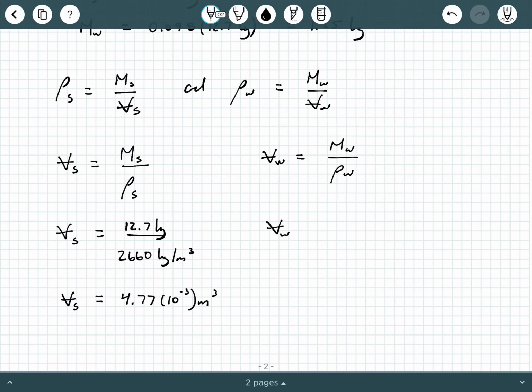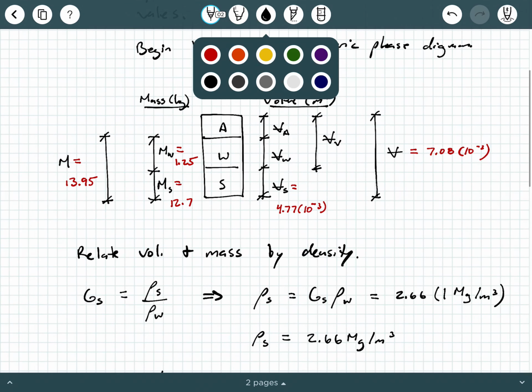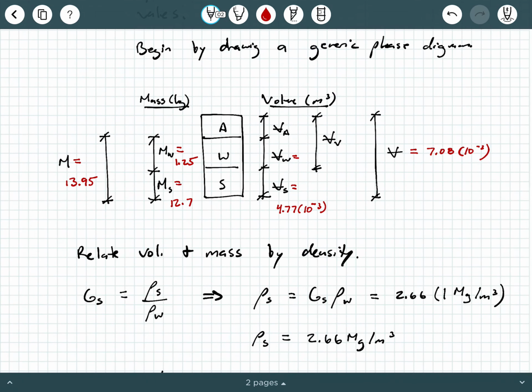Volume of water equals the mass of water, which was 1.25 kilograms, over my density of water, which is 1,000 kilograms per meter cubed, and so my volume of water ends up being 1.25 times 10 to the minus 3 meters cubed, okay? And so then I can populate that on my phase diagram as well. Volume of water is 1.25 times 10 to the minus 3, okay?